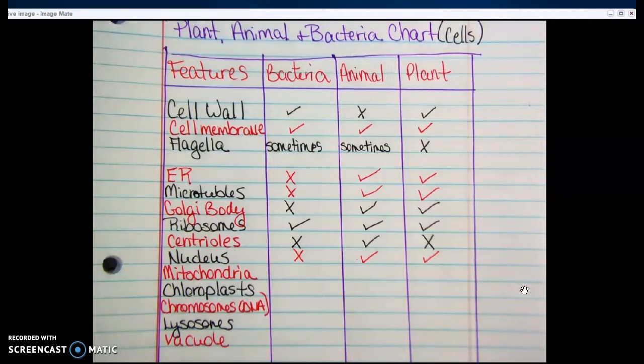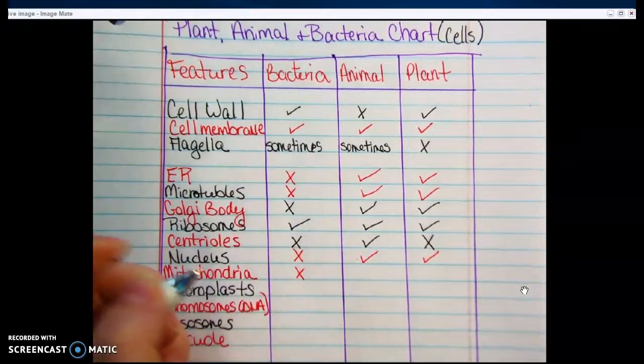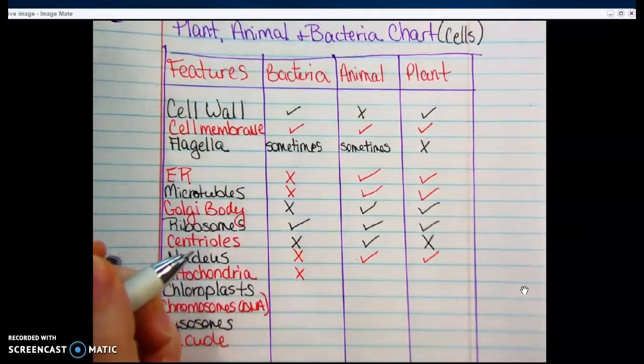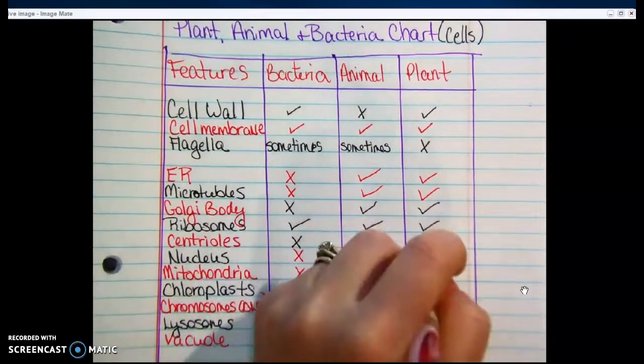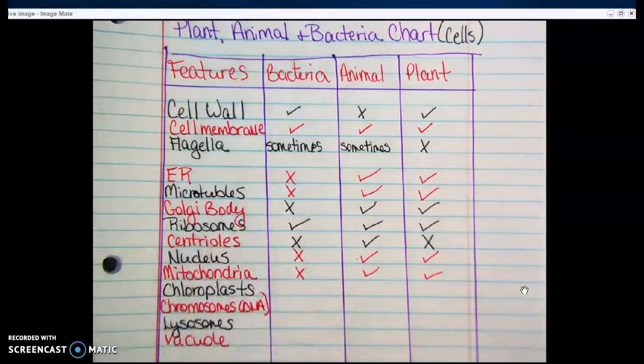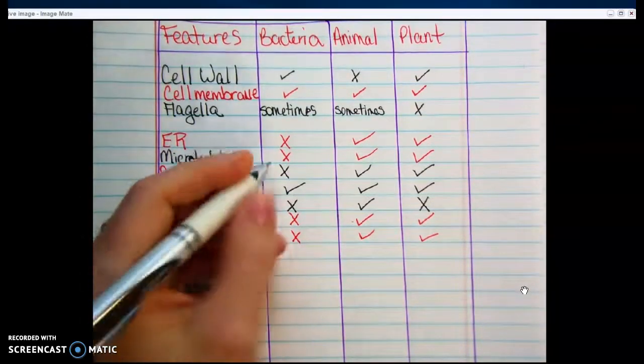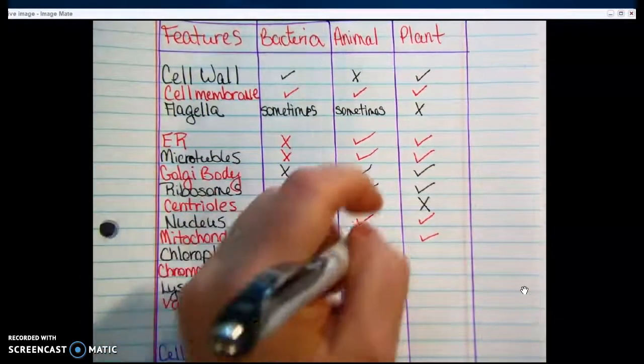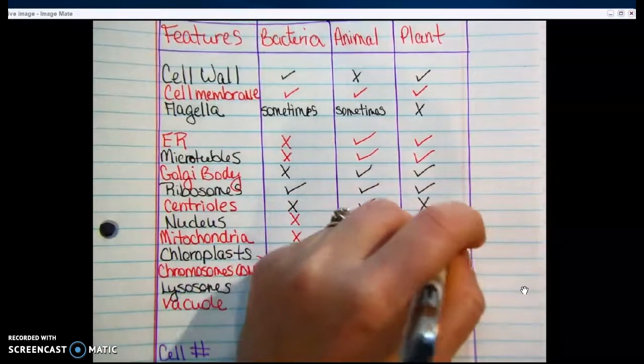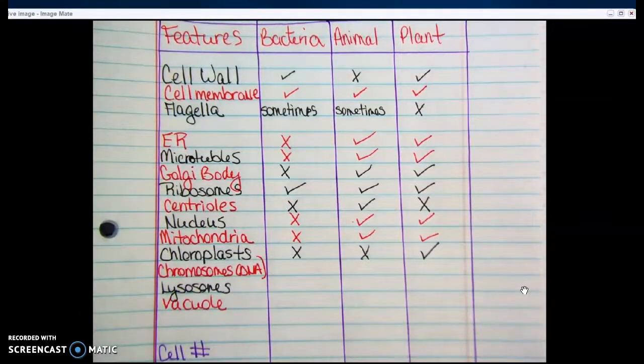Mitochondria. Bacteria cells do not have a mitochondria. That is a membrane-bound organelle. Bacteria do not have them. But plants and animals both have them. Chloroplast. Bacteria do not have them. Animals do not have them. Plants have them.